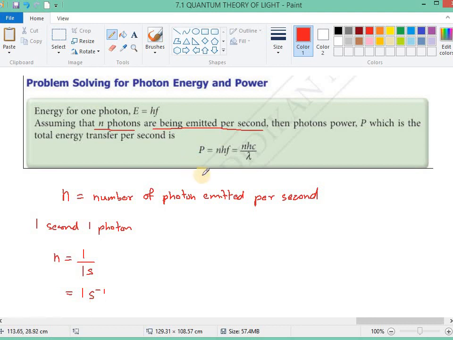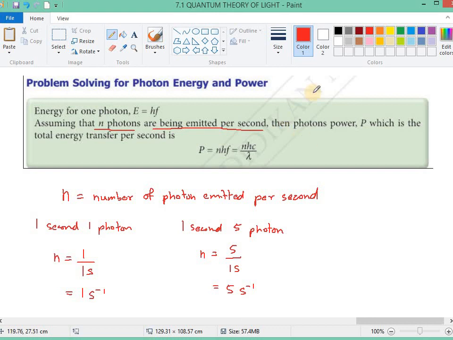And of course, if 5 photons are emitted in 1 second, then n is 5 photons per second. So it will be 5 per second, which means that every 1 second, 5 photons are emitted.